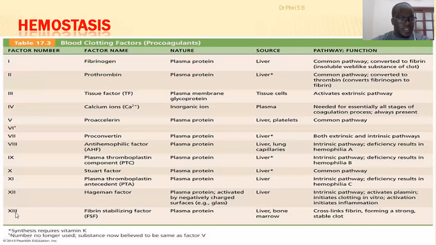Then you have factor 13. Factor 13 is fibrin stabilizing factor. It's a plasma protein produced by the liver and the bone marrow. The one that is responsible for cross linking fibrin, forming a strong, stable clot, like I said, cross linkages of fibrin. So this is just a summary of the factors. There are quite a lot of factors, but I will be able to share with you how you can summarize these factors so that you're able to remember them.